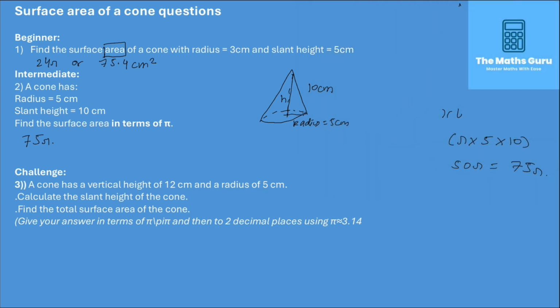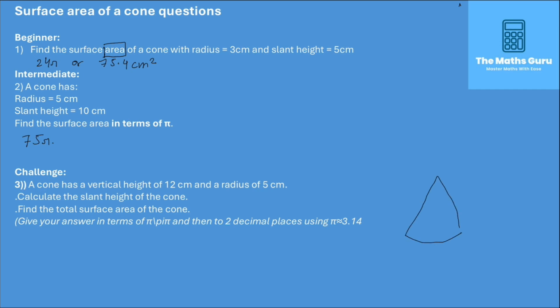Okay, moving on to question 3. A cone has a vertical height of 12 centimeters and a radius of 5 centimeters. Calculate the slant height of the cone, and find the total surface area of the cone.